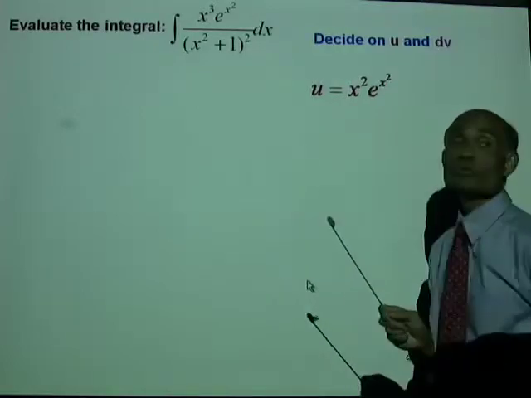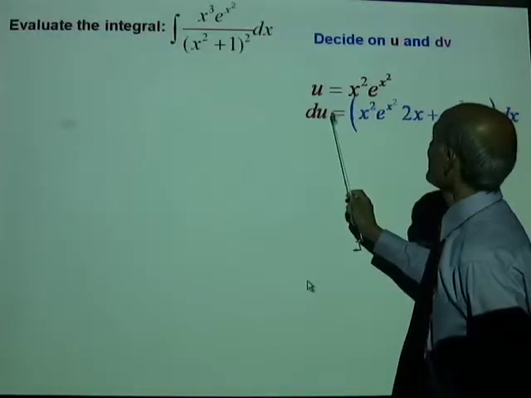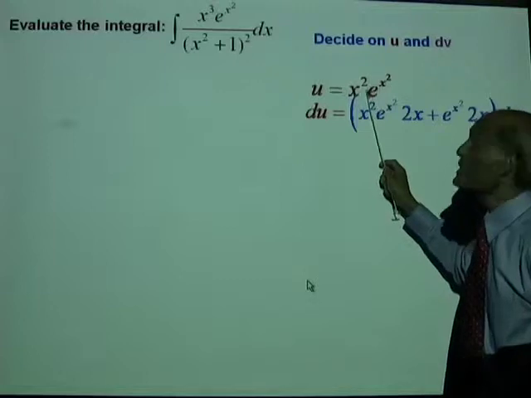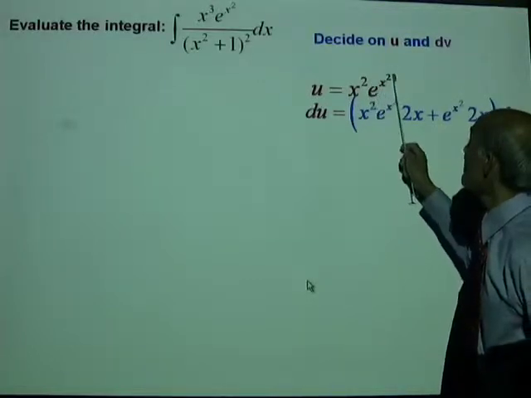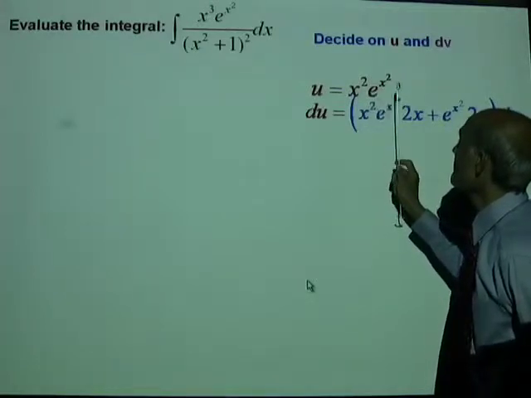Alright, if you have your u, then you have to find your du. Let's find the du. du will be, remember, x squared times the derivative of e to the power of x squared. What's the derivative of e to the power of x squared?